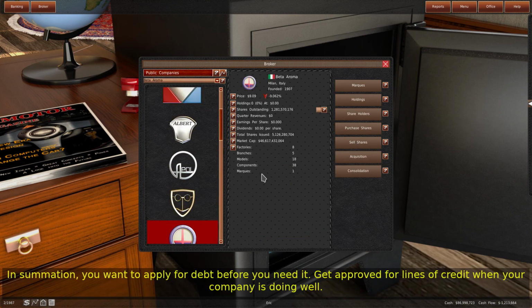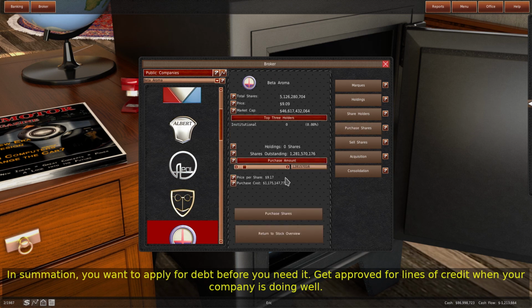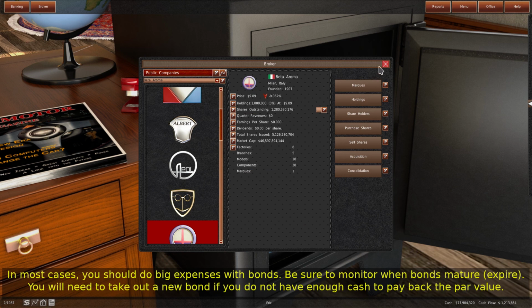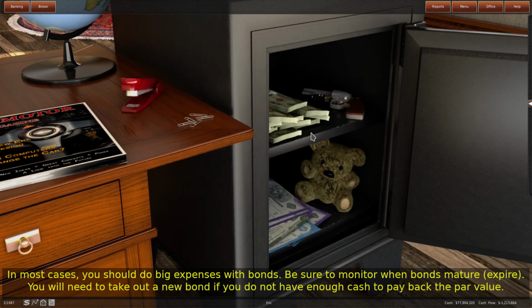In summation, you want to apply for debt before you need it. Get approved for lines of credit when your company is doing well. In most cases, you should do big expenses with bonds. Be sure to monitor when bonds mature, expire. You will need to take out a new bond if you do not have enough cash to pay back the par value.